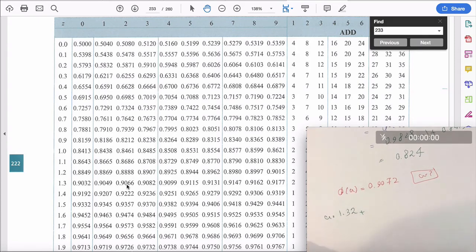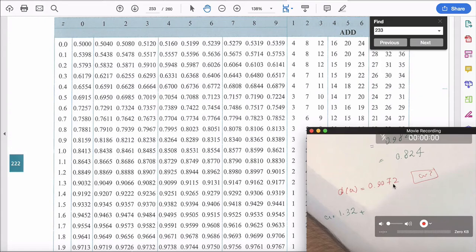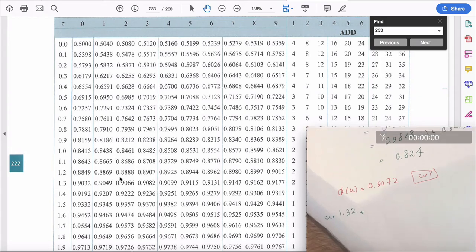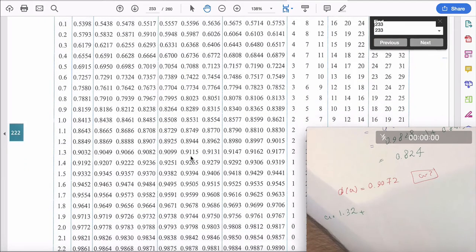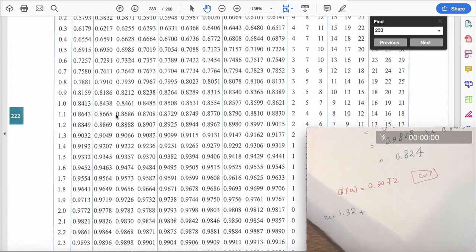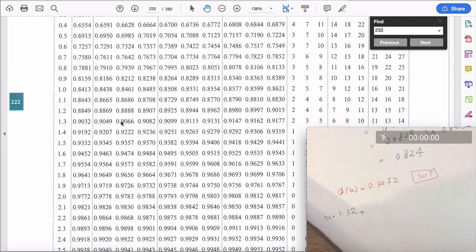But we still need a small value added to this to make it 0.9072. How much is the difference between 0.9066 and 0.9072? It is 0.0006. It means that 6 must be added to the last digit. So in the same row, which was 1.3, which digit is corresponding to 6? 6 is here. 6 is added to the last digit.